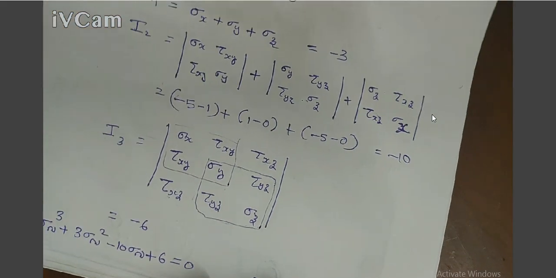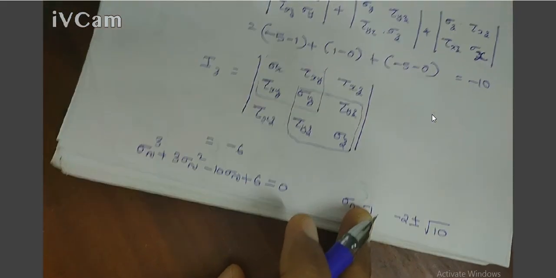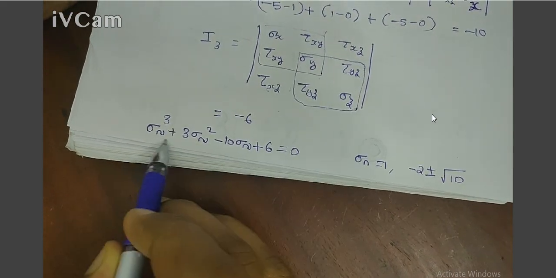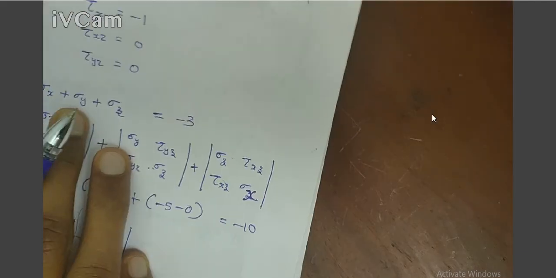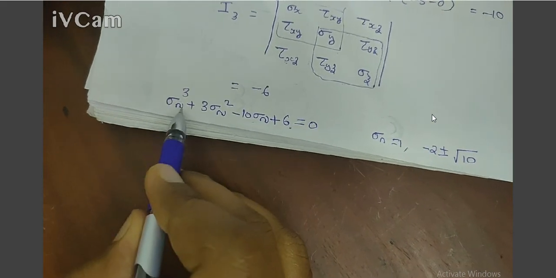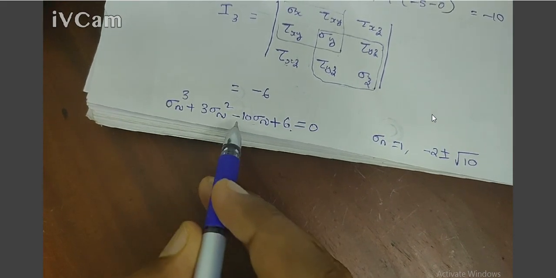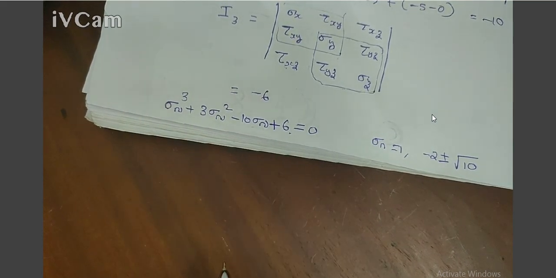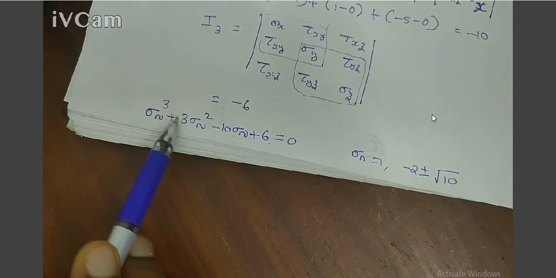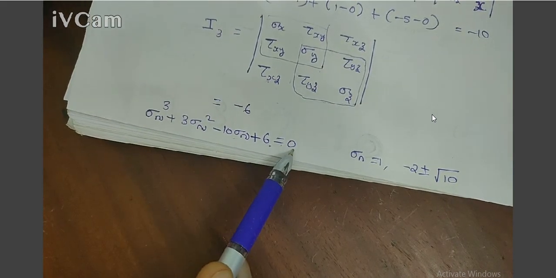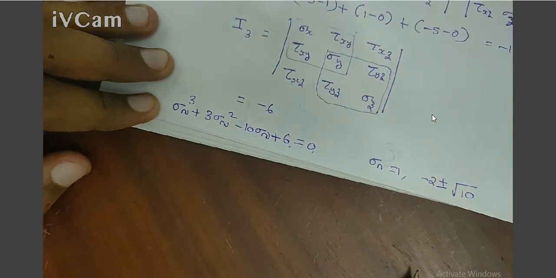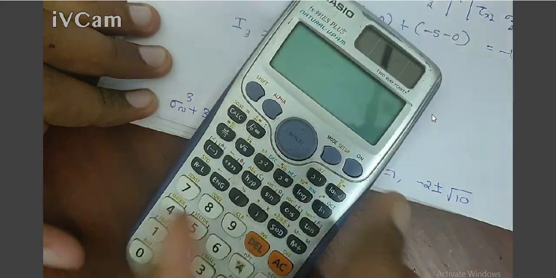After calculating the stress invariants, we know the cubic equation to find the principal stress. We already discussed that: sigma n cube plus I1 sigma n square minus I2 sigma n plus I3 equal to 0. So substitute the stress invariant terms here, and this is the cubic equation. Using a calculator, we can calculate the roots of this equation. You know how to calculate the roots of this equation.